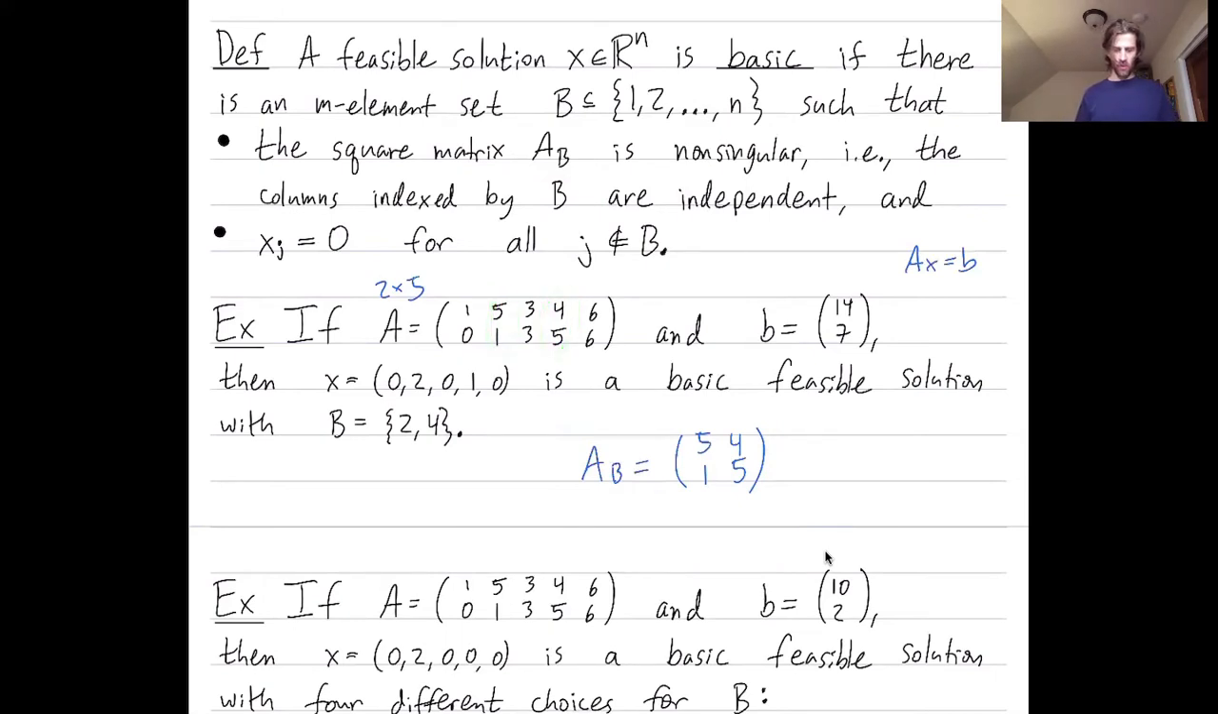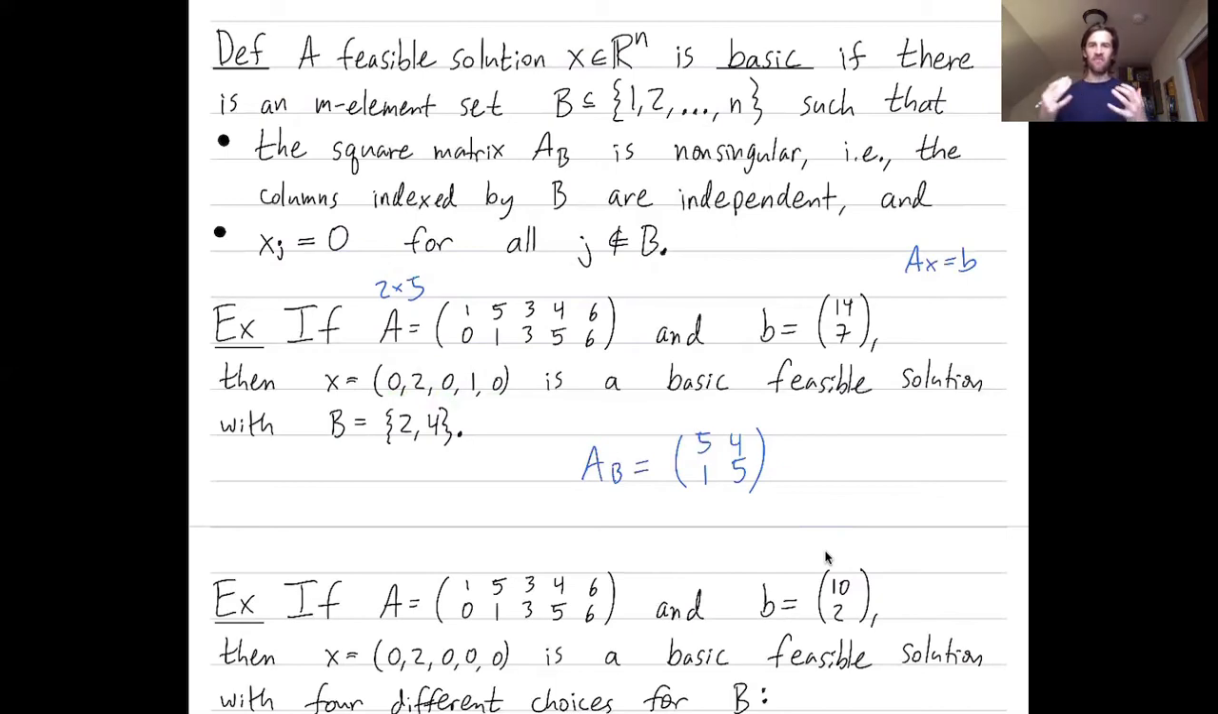And furthermore, what do we need? We need all of the entries of this vector x besides the second and the fourth to be 0. So the second and the fourth entries could be potentially non-zero, but all of the other entries have to be equal to 0.